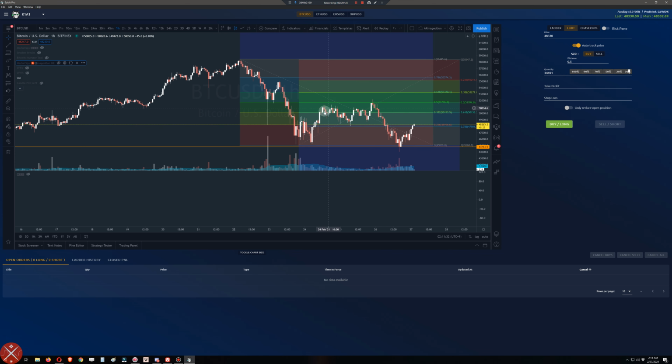So the 50K level is right here. 0.382 fib from the top to the bottom, a significant level. And from the bottom to the top, it happens to be the 0.618 Fibonacci level. And so guess what?